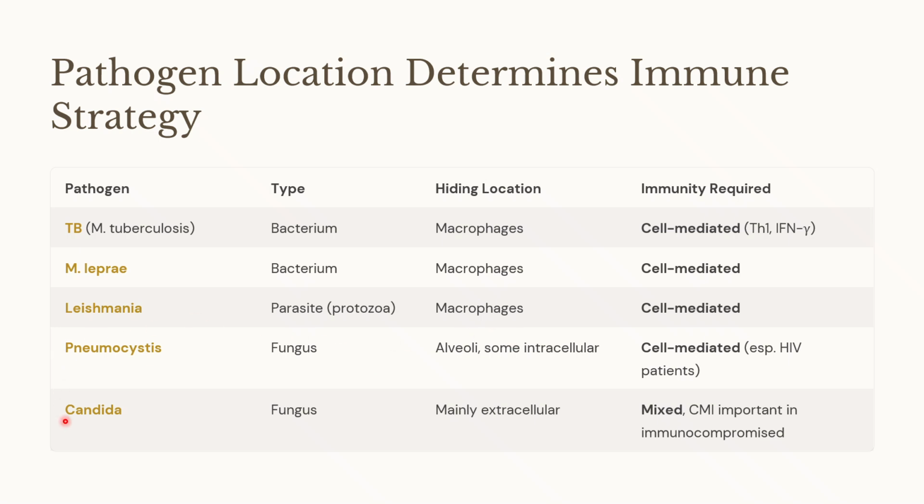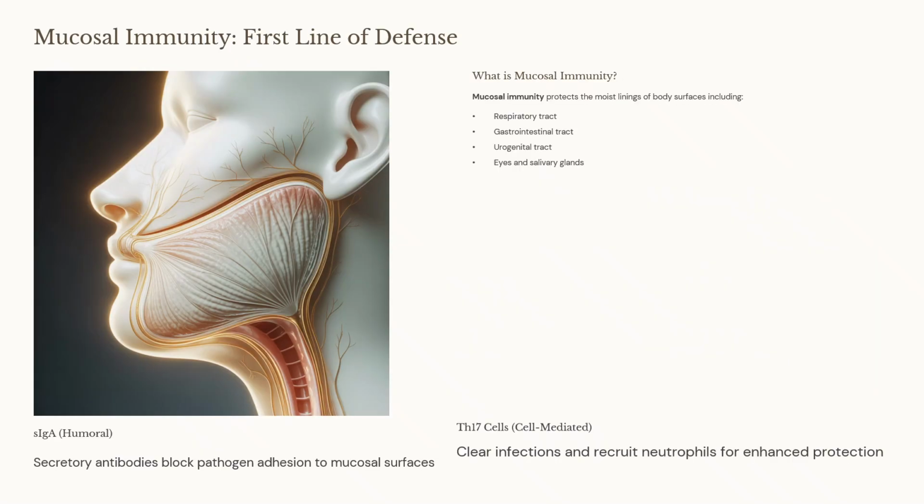Certain fungi like Candida can be both intracellular and extracellular. Pneumocystis is a fungus which is intracellular and it hides in the alveoli. So for all these we need cell-mediated immunity, and for Candida, since it is intracellular as well as extracellular, mixed cell-mediated immunity as well as humoral immunity is needed. In all these cases, cell-mediated immunity is critical in controlling the infections.